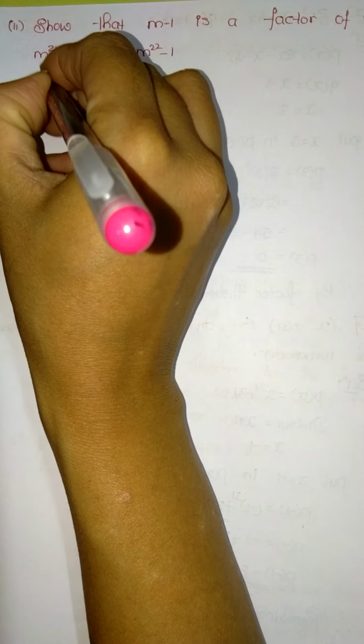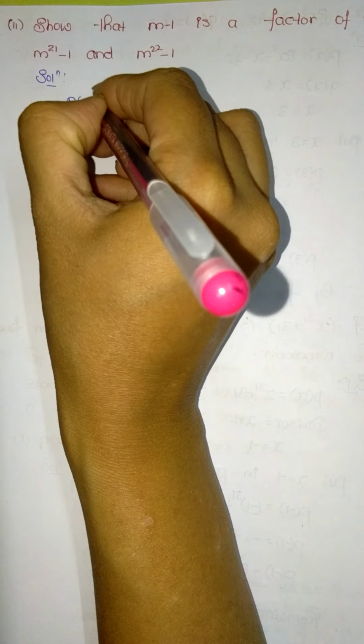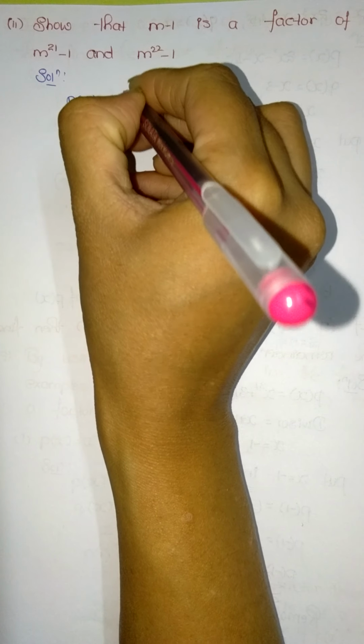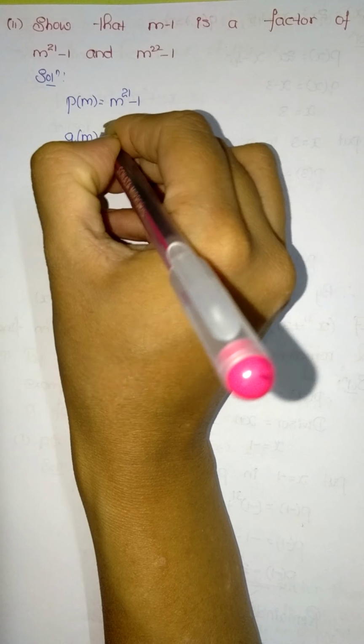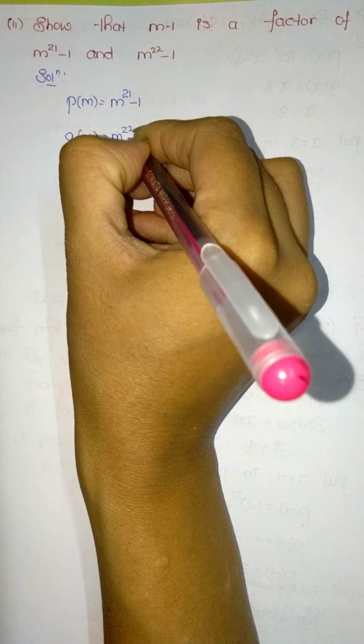Next, question number 11. Show that m minus 1 is a factor of m to the power 21 minus 1 and m to the power 22 minus 1. सो ये इन दोनों का फैक्टर है, वो हमें प्रूव करना है. सो फैक्टर कैसे पता चलेगा? इसमें भी अगर वो ज़ीरो एंड इसमें भी ज़ीरो आया, दोनों के लिए वो फैक्टर रहेगा. सो हियर सोल्यूशन, लेट कंसिडर p of m is equal to m to the power 21 minus 1 and q of m is equal to m to the power 22 minus 1.